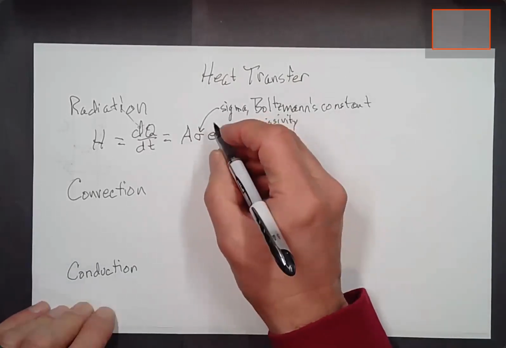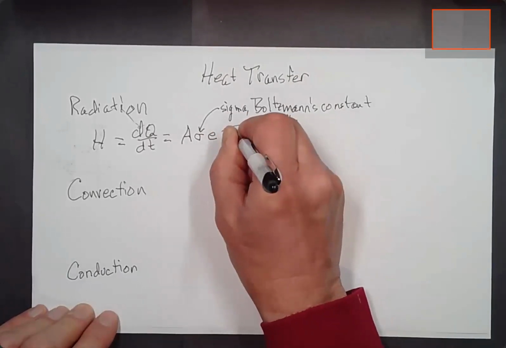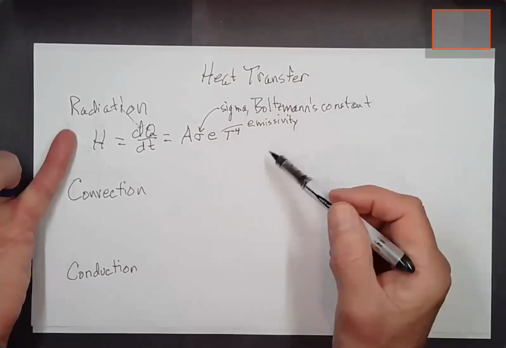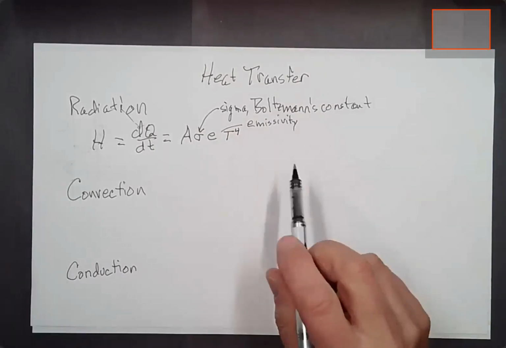And then the important one that shows up in here is the temperature to the fourth power. And so this stuff has been well studied. It's especially important in astronomy.